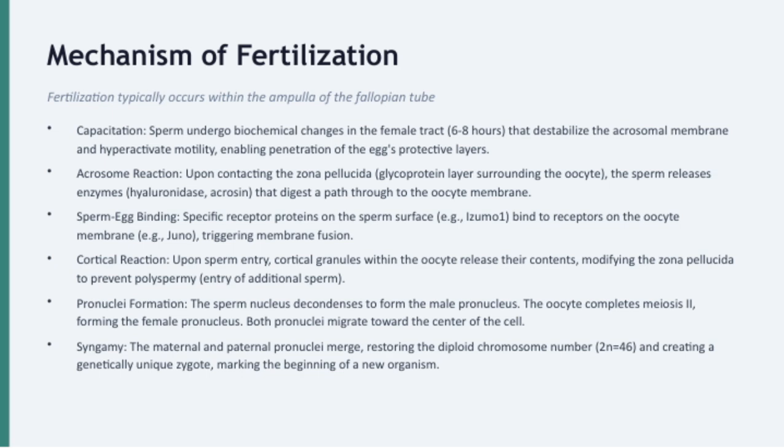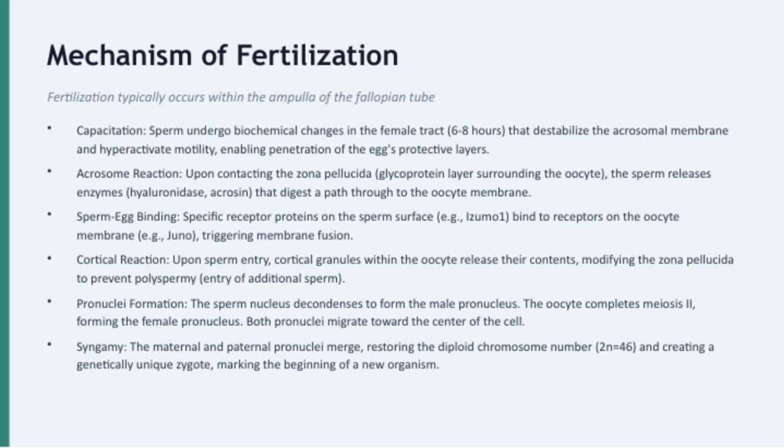After sperm entry, the oocyte responds by releasing cortical granules. These contents modify the zona pellucida to prevent other sperm from entering, a safeguard against polyspermy, which could be detrimental to the embryo. Following entry, the sperm nucleus decondenses and forms the male pronucleus. Meanwhile, the oocyte completes its meiosis II, forming the female pronucleus. Both pronuclei then migrate toward the center of the cell.